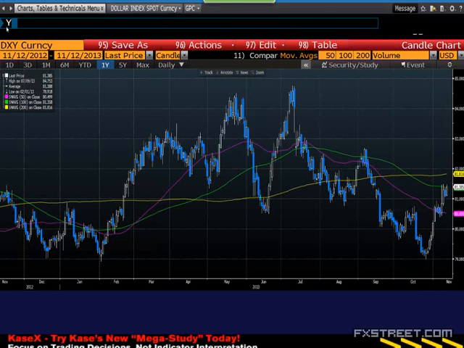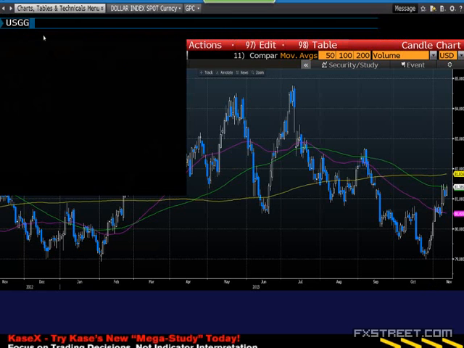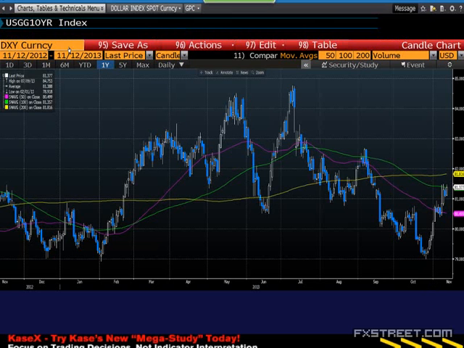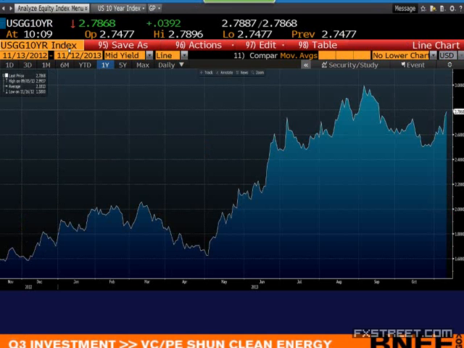So let's take a quick look at Treasury yields. They had a big push higher on Friday, got all the way to 2.7%. And today, as you can see, we're extending gains. 2.8%. So we're extending gains again today, and that's good news. That's supporting that dollar index move.